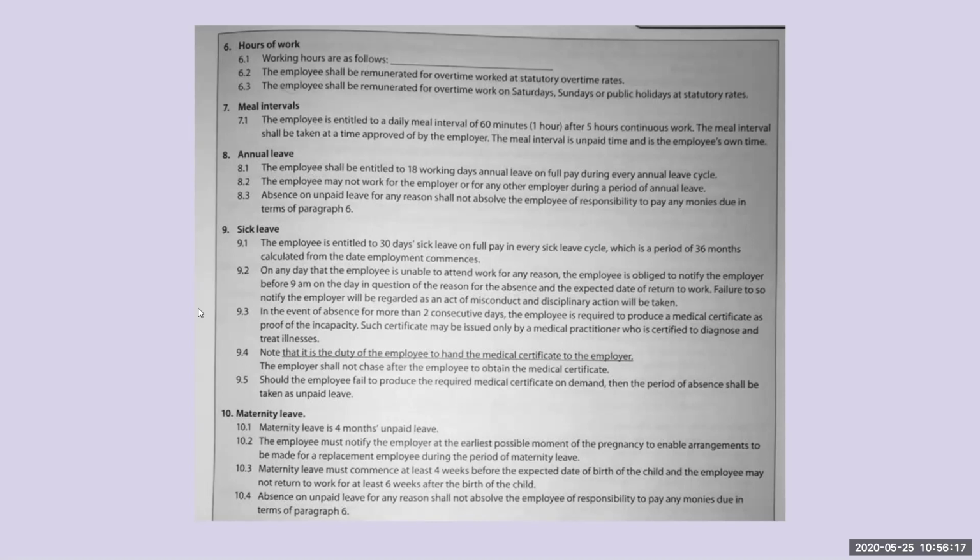So that means that I am allowed to be away from work because I am ill for 30 days every 36 months. So on any day that the employee is unable to attend work for any reason, the employee is obliged to notify the employer before 9 a.m. on the day in question of the reason for the absence and the expected date of return to work. Failure to so notify the employer will be regarded as an act of misconduct and disciplinary action will be taken.